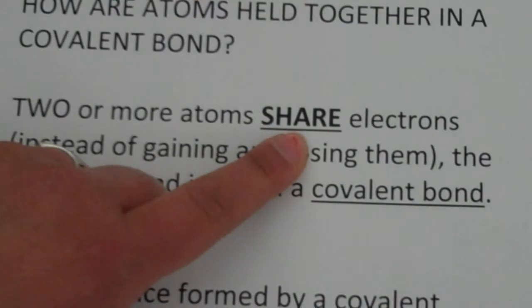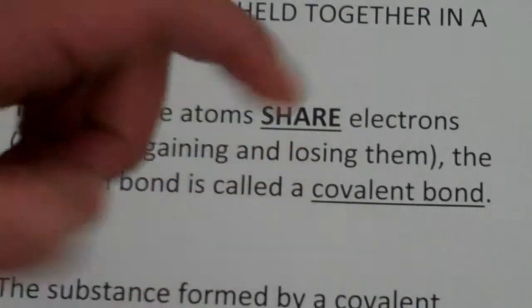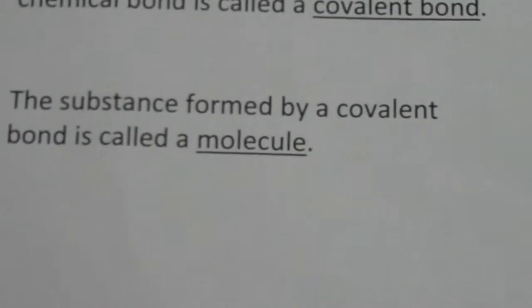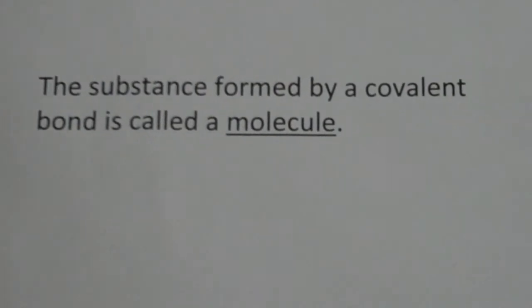The best way to think of it is, pretend you have a book, you're trying to do your homework, the two of you share that book, and it works out. Everyone can have what they want, but one person cannot take it. The substance formed by a covalent bond is called a molecule.